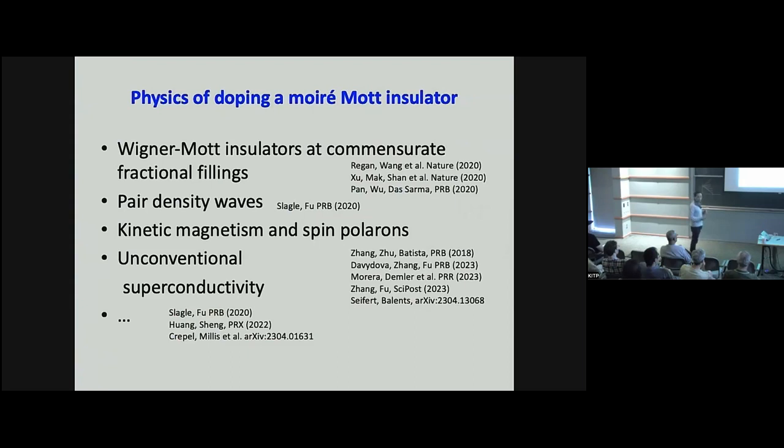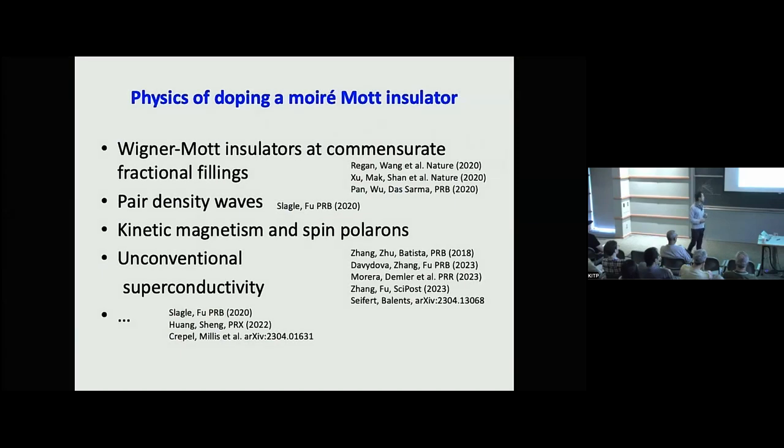For instance, if you dope to a commensurate fractional filling, because of the longer range Coulomb interaction, you can stabilize this Wigner Mott insulator. These are the references. You could also stabilize pair density wave, as predicted by Liang Fu, but it has not been observed so far as I know. And I will focus more on this topic here, kinetic magnetism and spin polarons.